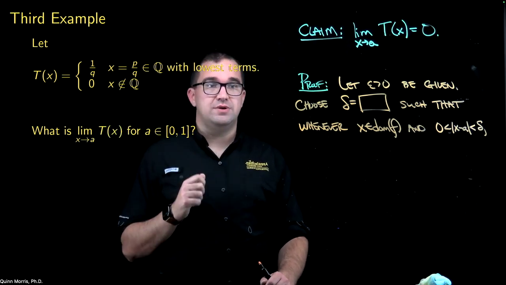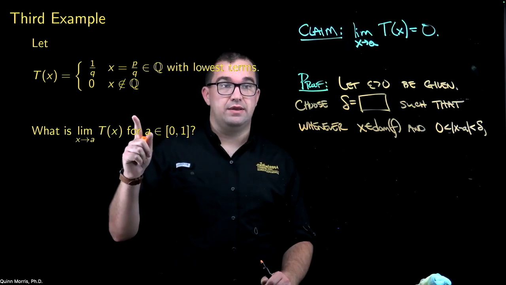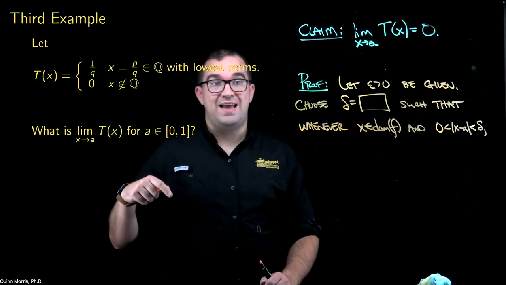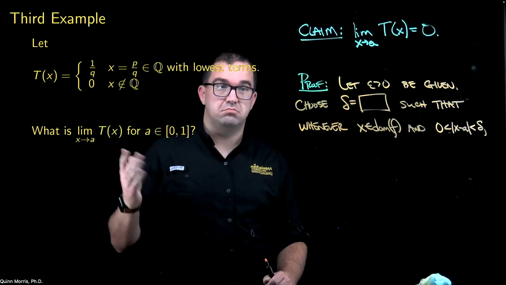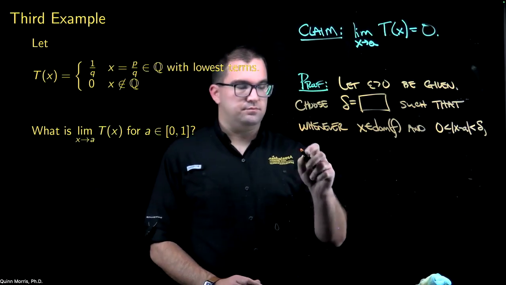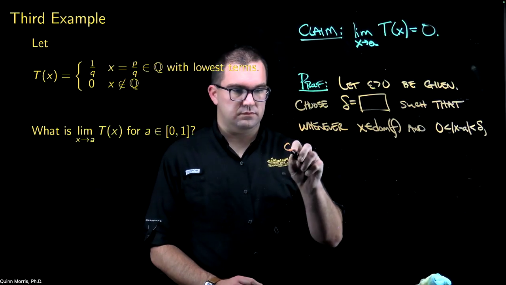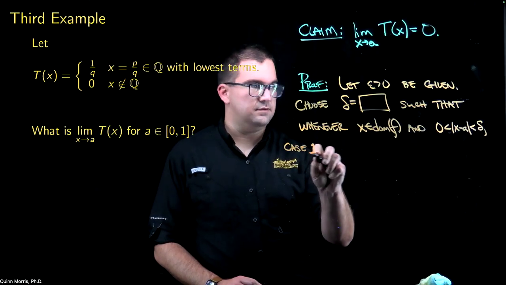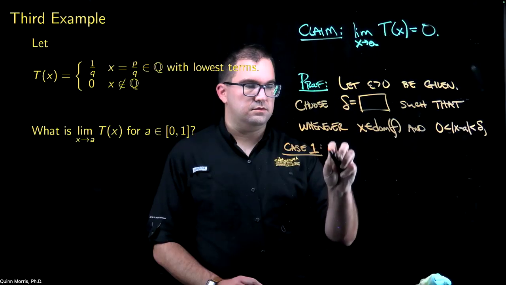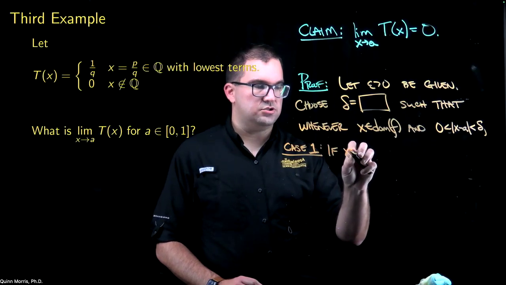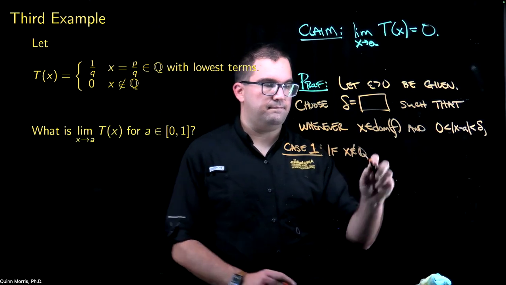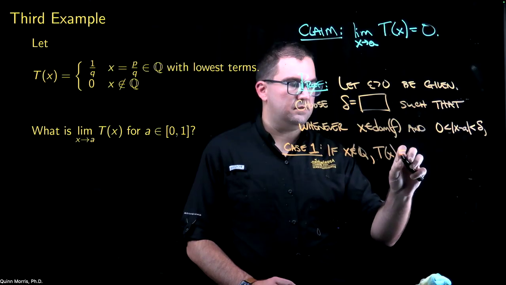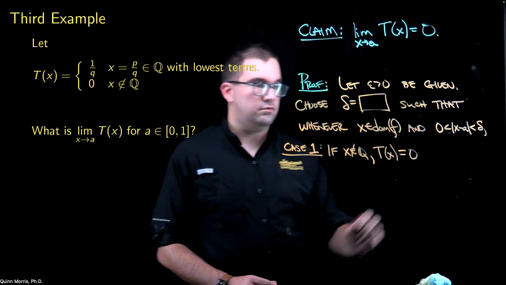Now, what makes this tricky is t of x is piecewise defined. So probably what I want to do is break this into 2 cases. What's going to happen if my x value is rational, and what's going to happen if my x value is irrational? I'm going to literally break up the rest of the sentence into 2 cases. So let's start with: if x is not rational, then t of x is equal to 0.